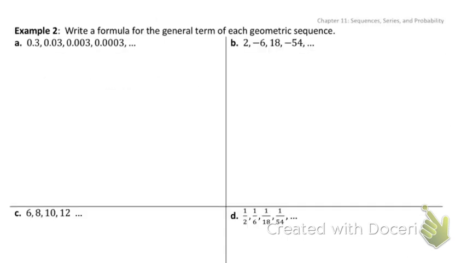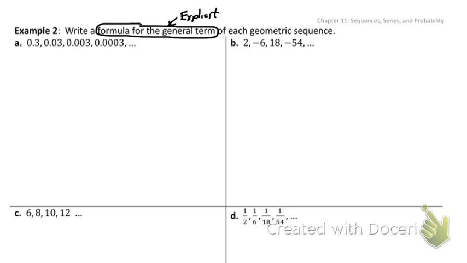All right, these next ones we're supposed to write a formula for the general term of each geometric sequence. Write a formula for the general term. What does that mean? Well, that's just another way to say explicit. A formula for a general term is the definition of what an explicit is. Write a formula for a general term means plug in 100 and get out your value. So each of these we're supposed to determine, is it a geometric sequence? If it is, we're supposed to write an explicit formula.